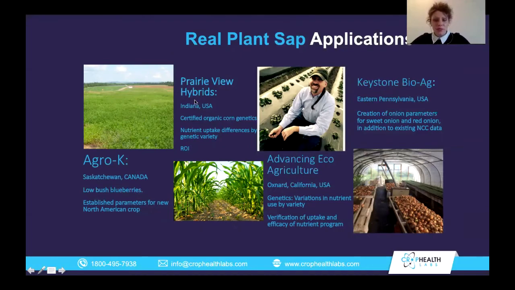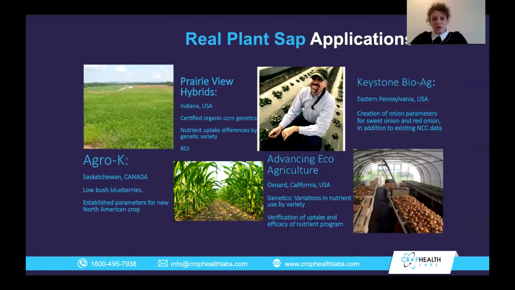Prairie View Hybrids out of Indiana here in the States. It's a certified organic corn operation. They create new varieties of certified organic corn, and they wanted to test their different varieties for return on investment with regard to inputs and see which varieties took up more calcium, which varieties took up more nitrogen, etc. By using SAP analysis, they're able to differentiate and get these ideal serum levels, really, of what these crops look like and the ones that they want to continue to propagate.